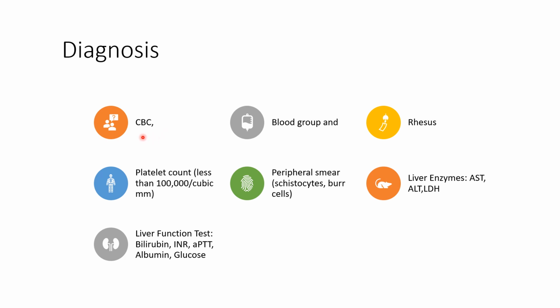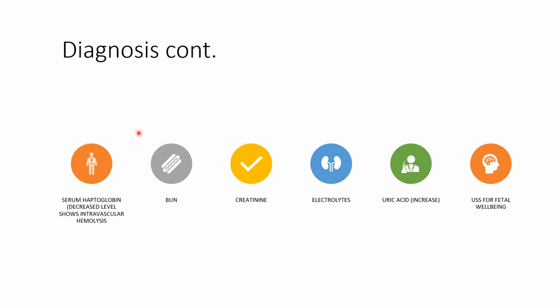Diagnosis. Can make diagnosis with complete blood count, blood group, and rhesus factor. Platelet count less than 100,000 per cubic millimeter. That is thrombocytopenia, right? Low platelets. Peripheral smear will show schistocytes and burr cells. Liver enzymes will reveal AST, ALT, LDH, and then liver function tests will reveal bilirubin, INR, APTT, albumin, or glucose. Still on diagnosis, serum haptoglobin will experience decreased level, and that will be showing us that there is an ongoing intravascular hemolysis. Blood urea nitrogen, creatinine, electrolytes, uric acid will be on the increase, and ultrasound for fetal well-being will be necessary.